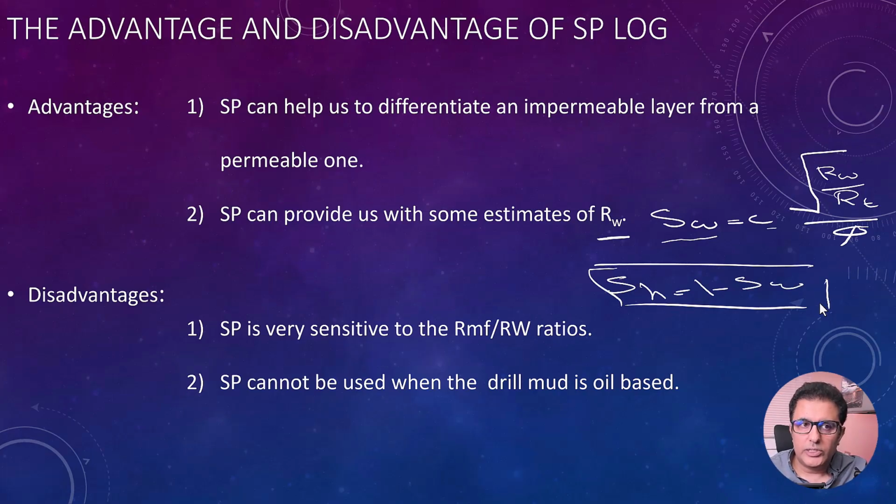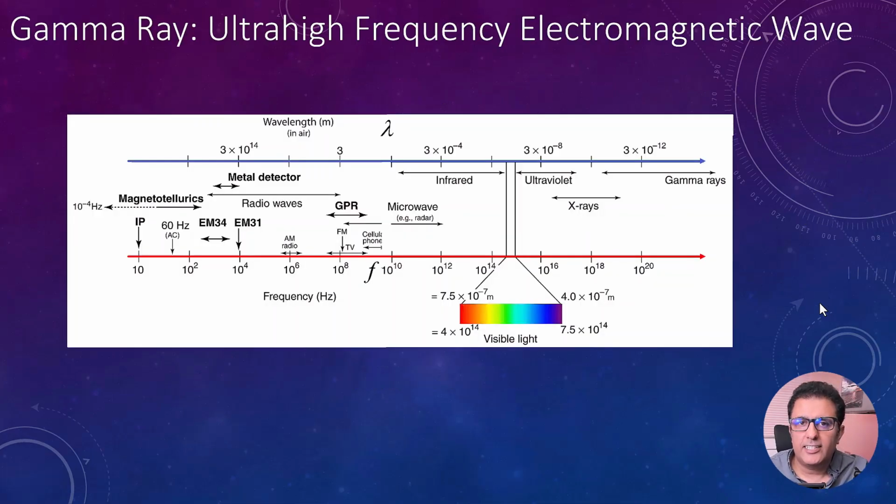So these are the two main advantages of the SP log, but the SP log has some disadvantages. The first disadvantage is that SP logs are very sensitive to the RMF over RW ratio. In other words, if the salinity of mud filtrate is almost equal to the salinity of formation water, we're not going to get any information from SP logs. In addition, the SP log cannot be used when oil-based drilling mud is used. And that's the reason we may use gamma ray logs.